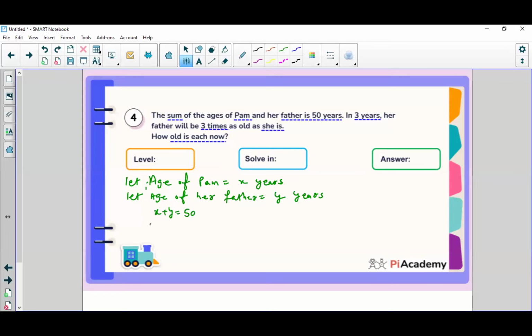So this is the age for Pam. This is the age for her father. And the total is giving 50. Okay. Now, this is my one equation. Next, in 3 years. In 3 years means after 3 years.